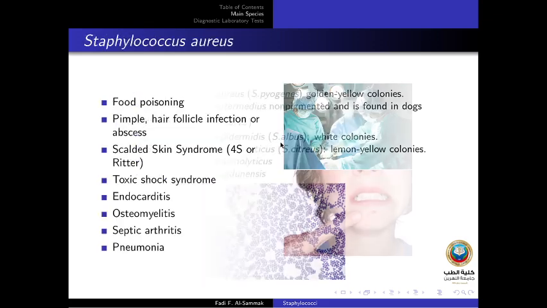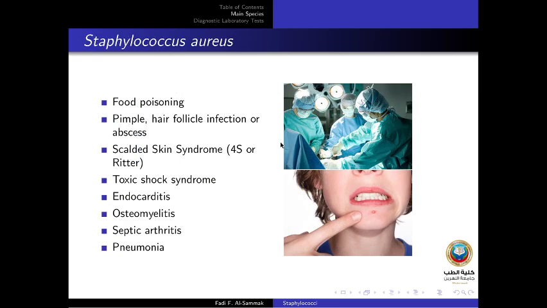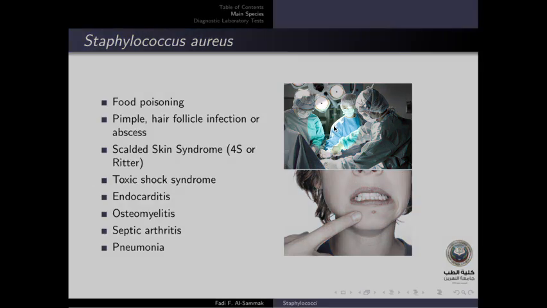Well, when we talk about Staphylococcus and especially Staphylococcus aureus, we think about a health problem, which is the nosocomial infection. So what is nosocomial infection? Well, the infection that is acquired in hospitals. So as you can see here in this image, this is the operation theater, where we have the surgeons and medical staff.